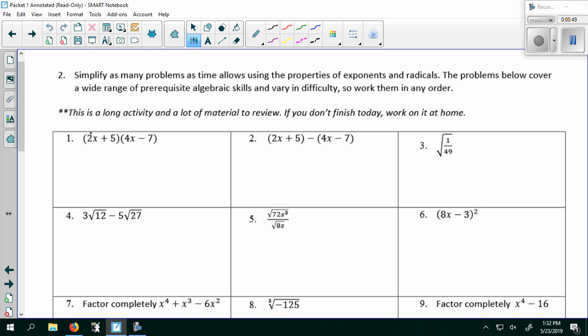So I'm going to distribute the 2x to both terms in the second parentheses. So 2x times 4x is 8x squared. 2x times negative 7 is negative 14x. And then I'm going to distribute the plus 5 to both terms in the second parentheses. So 5 times 4x is plus 20x, and 5 times negative 7 is minus 35. And then we combine like terms. 8x squared minus 14 plus 20 is plus 6x minus 35.